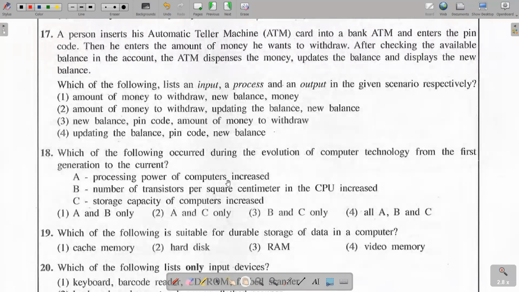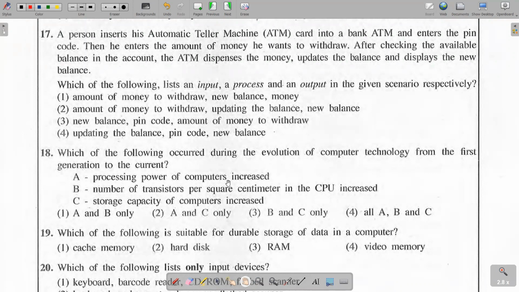So 17, a person inserts his automatic teller machine card into a bank ATM and enters the PIN code. Then he enters the amount of money he wants to withdraw. After checking the available balance in the account, the ATM dispenses the money, updates the balance, and displays the new balance. So what they are asking over here: which of the following lists an input, a process, and an output in the given scenario respectively.